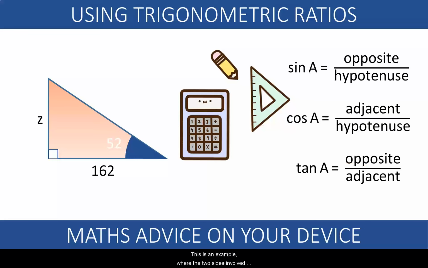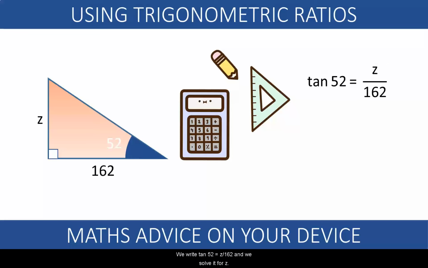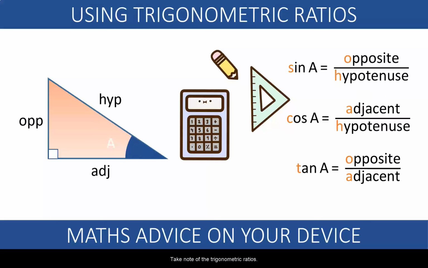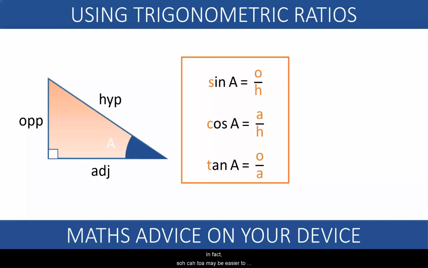This is an example where the two sides involved are the opposite and the adjacent. So we use tangent. We write tangent of 52 equals z over 162 and we solve for z. Z equals 207 units. Take note of the trigonometric ratios. In fact, SOH CAH TOA may be easier to remember.